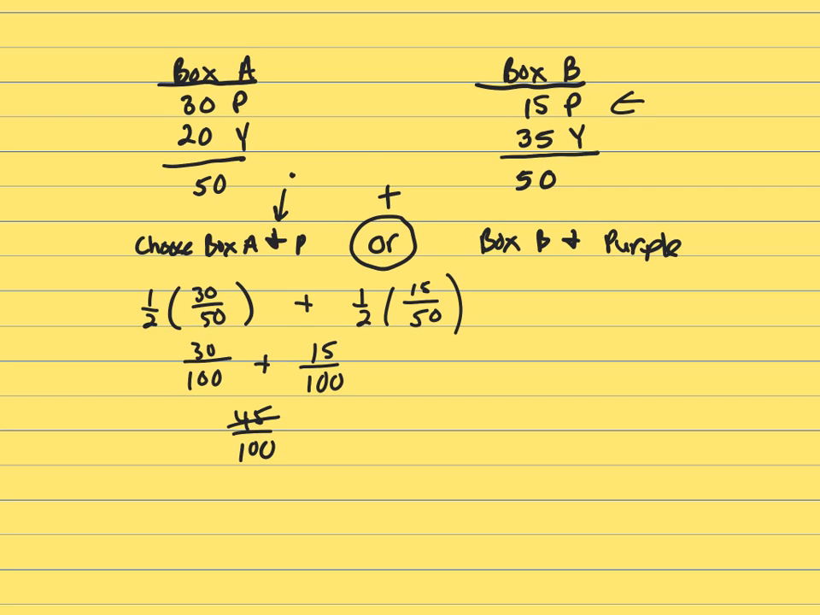And now I'm going to simplify 45/100. See, 5 will go into 45 9 times, and 5 will go into 100 20 times. So 9 out of 20.